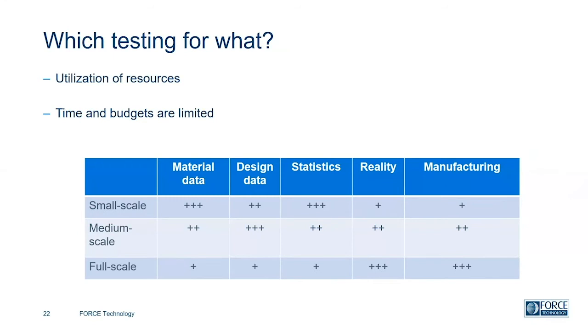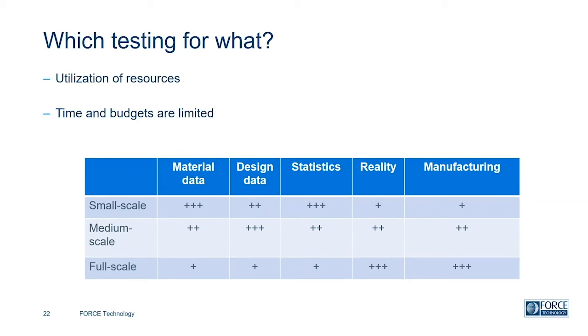So this is my conclusion slide. And what I have basically in the sum up is that in our consideration of small, medium, and full scale testing, what we have to align on is what information we are trying to get out. Because we need to utilize our resources well, because time and budgets are limited, it comes down to a question of what information are we trying to learn, and what budget do we have to work with to learn that information.